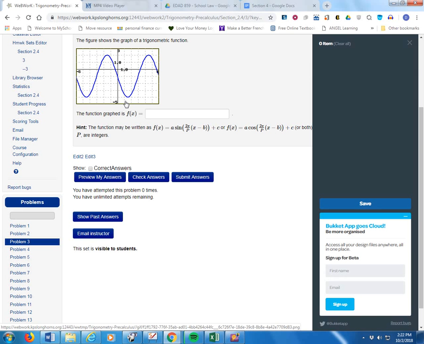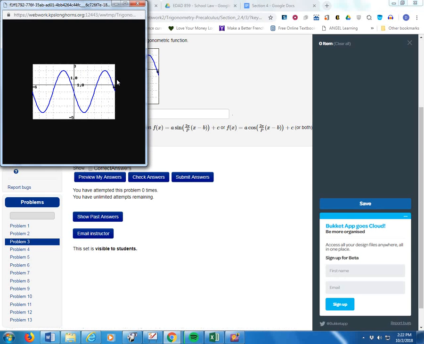Then I would check and see if I have an amplitude. So from this point, which is where normally it would be 0, 0, instead of going just 1 unit, it goes 1, 2, 3 units. So it's got an amplitude of 3. So it would be negative 3 sine pi over 3 x minus 1.